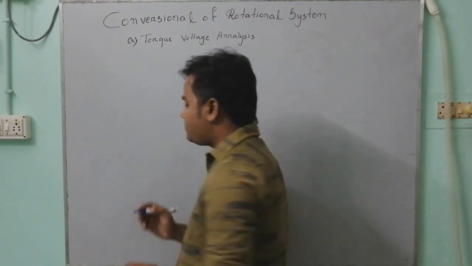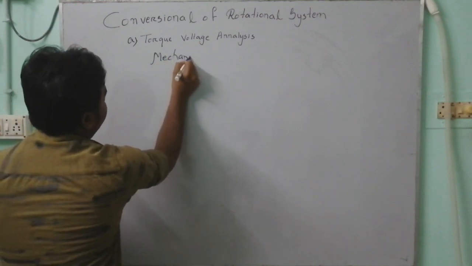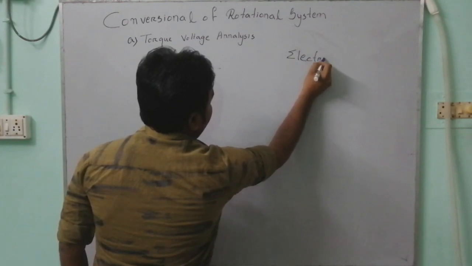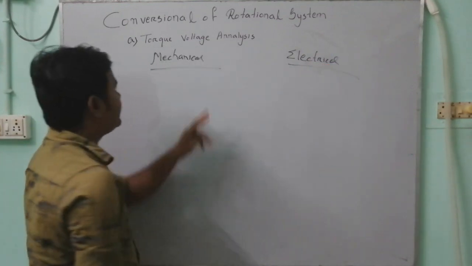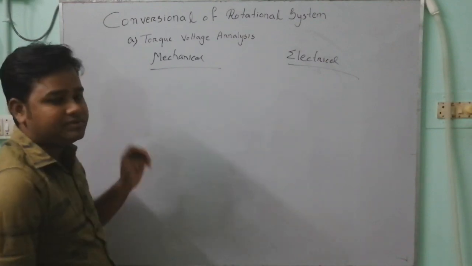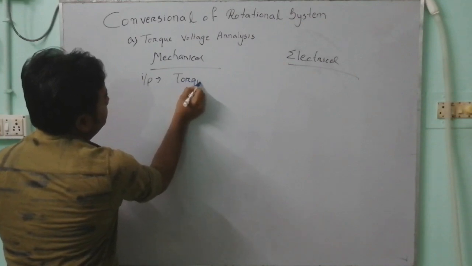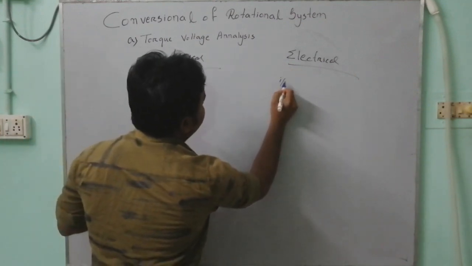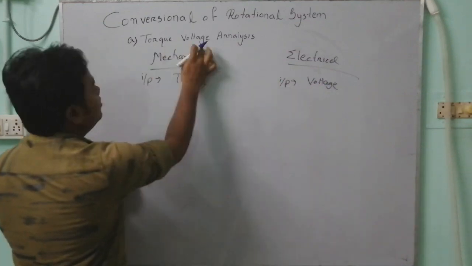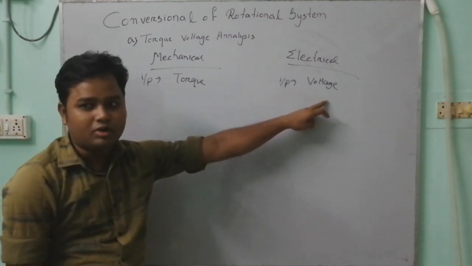Here we have to see that one is the mechanical system and one is the electrical system. Here the conversion takes place from mechanical rotational system to electrical system. Here input is present and output is present. The input is torque. In electrical system the input will be voltage, because its name says torque voltage analysis. So in mechanical the input is torque, in electrical the input is voltage.